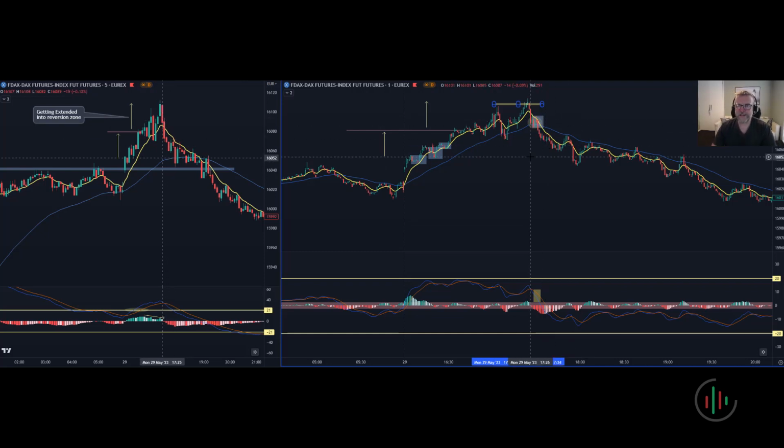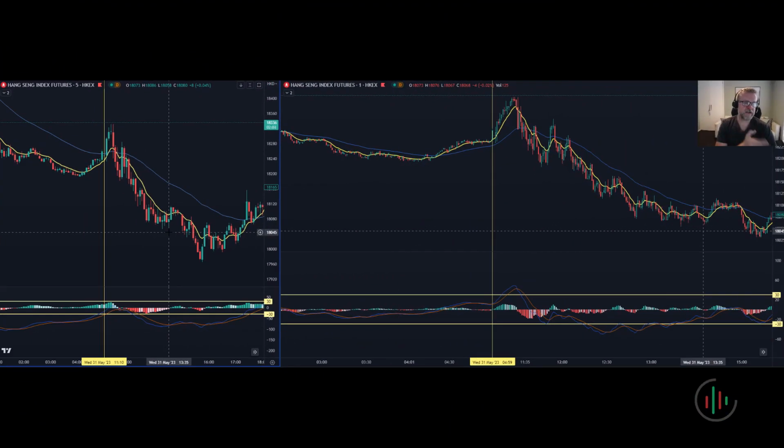All right, let's go across to the Hang Seng again. I've got some more examples from the last couple of days. Okay, so this was yesterday's action, and then I'll just go through today. So this is a nice little continuation style trade.